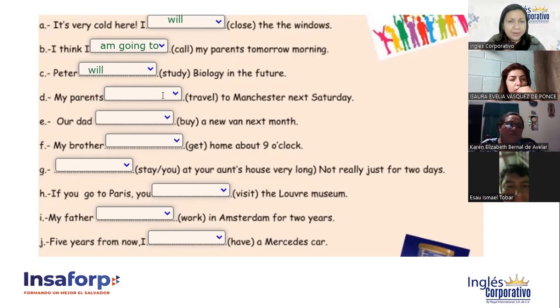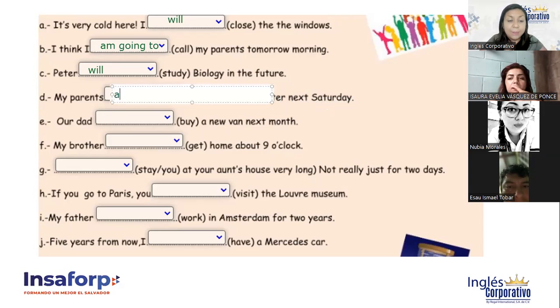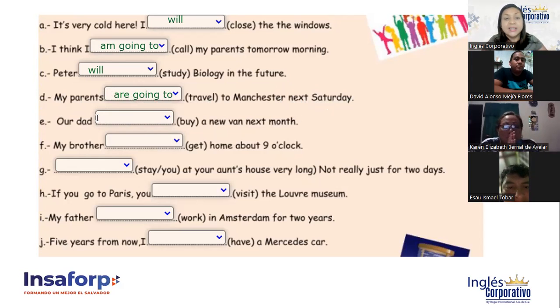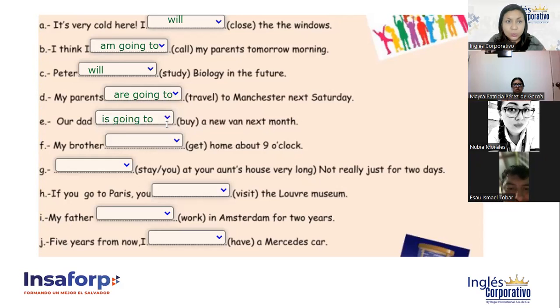Okay. Letter D: my parents will travel to Manchester next Saturday. Going to, because it's a plan. You have to plan a trip. You cannot go like, oh, I will travel to the United States tomorrow. No, right? You make a prior plan. My parents are going to travel to Manchester next Saturday. Okay, letter E: our dad is going to buy a new van next month. It's also a plan.